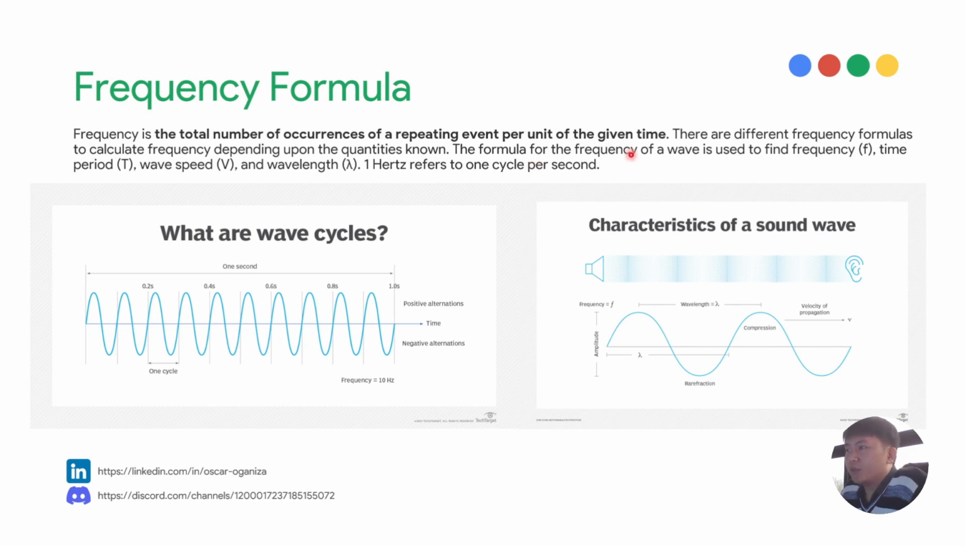Again, frequency is the total number of occurrences of a repeating event per unit of the given time. So these are the formulas for the frequency of a wave, used to find f, frequency; t, time or period; v, wave speed; and lambda, wavelength. 1 hertz refers to 1 cycle per second. So yeah, as you can see in this image, we have here the wave cycles.